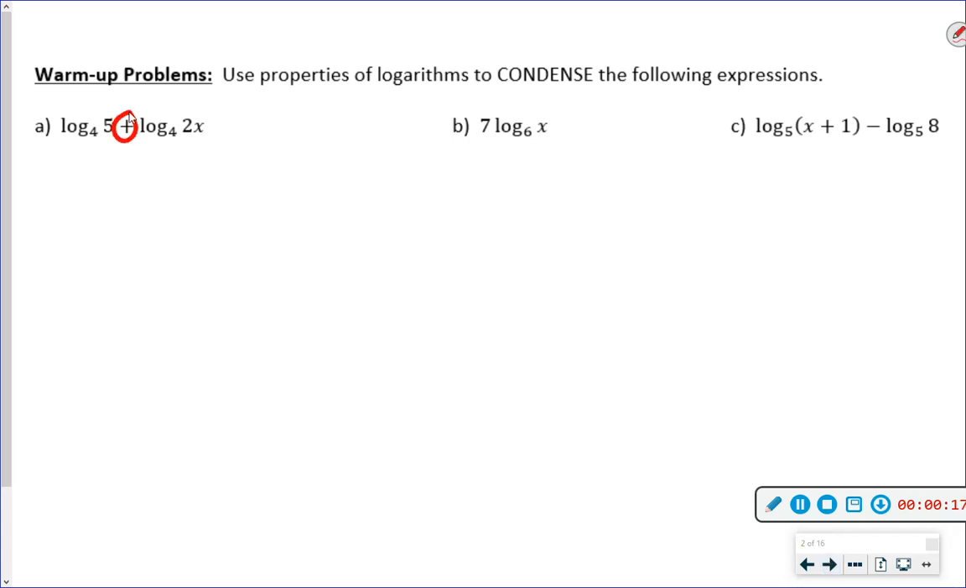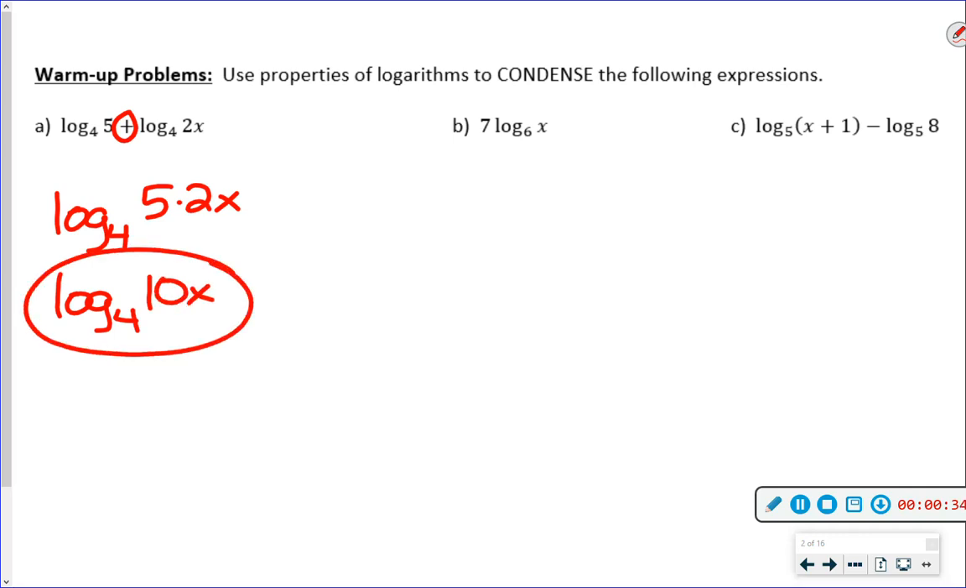2 logs added condense to 1 log multiplied. Log base 4, 5 times 2x. Now let's get real. Am I going to leave it 5 times 2x? No, that bothers me. Let's make it 10x. Because if we have an equation today and that was in the equation, I want to condense it down to a single log if I can.